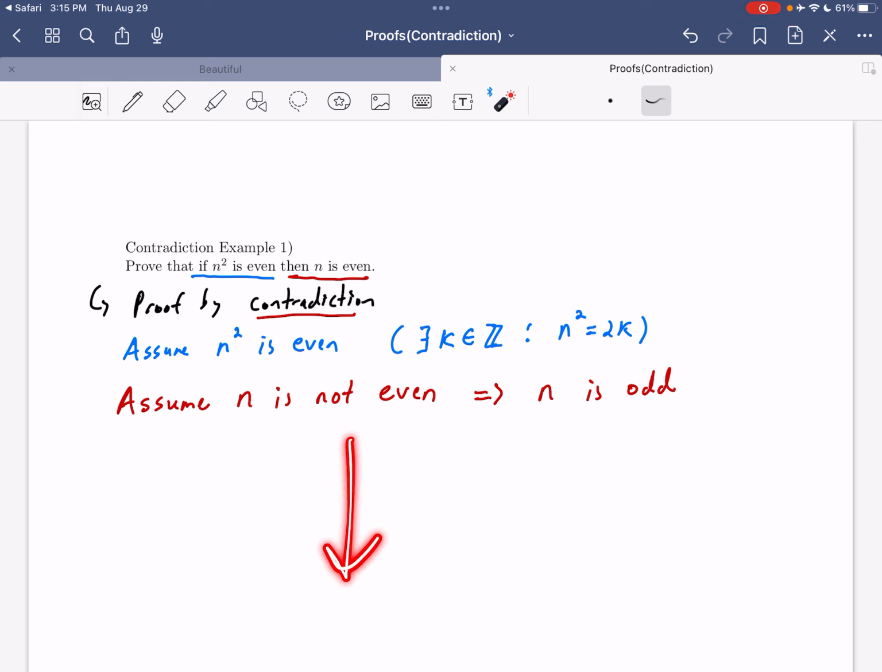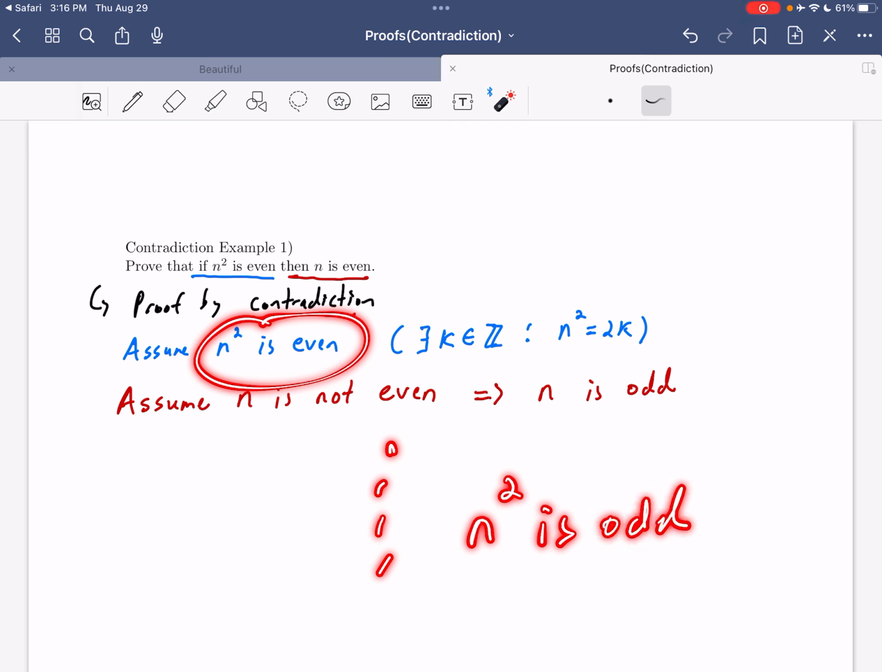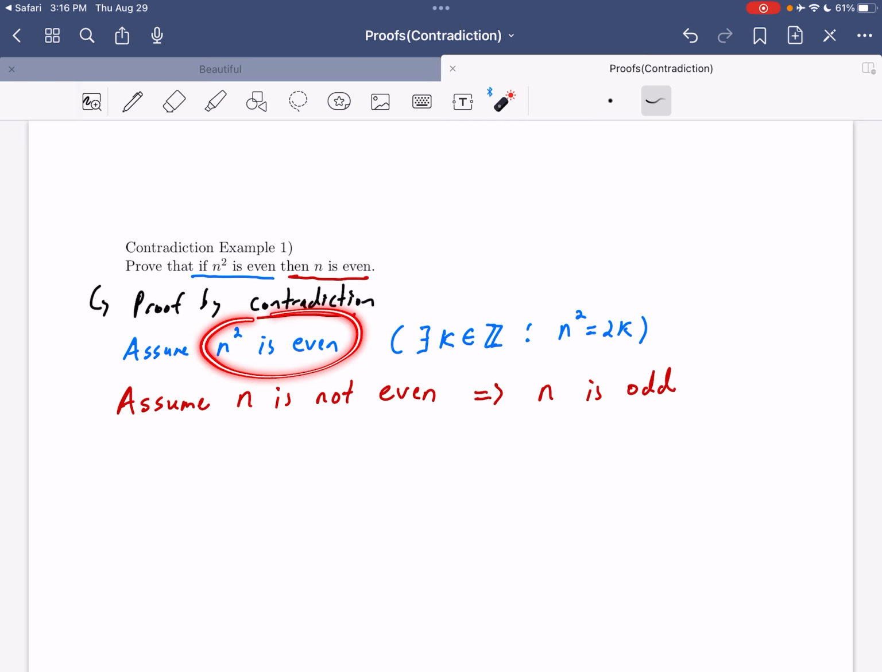Now we're going to need to do some work and hopefully arrive at a contradiction. And a contradiction is anything that is a nonsensical or untrue statement. So if we arrive at something like 1 equals 0, that's a contradiction. If we work our way down and we get that n is even, that would be a contradiction because we just said n is supposed to be odd. If we work our way down and we end up getting n squared is odd, then that's a contradiction because we assumed n squared is even. Anything that we arrive at that we know is incorrect is a contradiction.